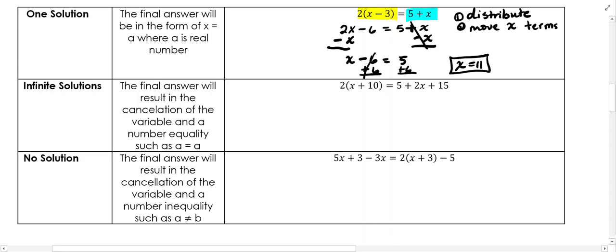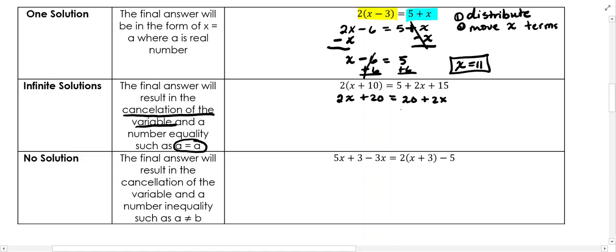Infinite solutions is going to happen when you have the cancellation of your variable, and you end up with an equality. The left side equals the right-hand side. Whatever the numbers are, they're equal to each other. So let's look at this. Let's distribute the 2. We have 2x plus 20. And here, you see how this 5 and this 15 are both constants? That's going to be 20 plus 2x.